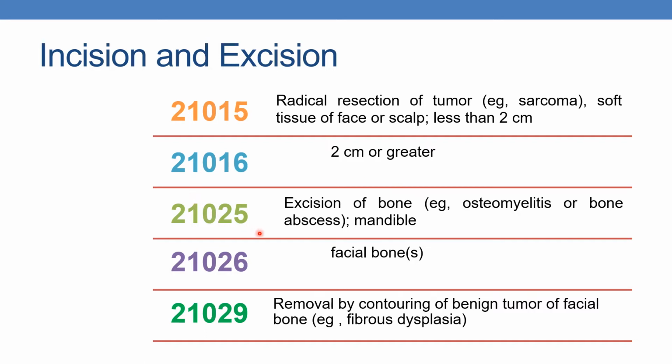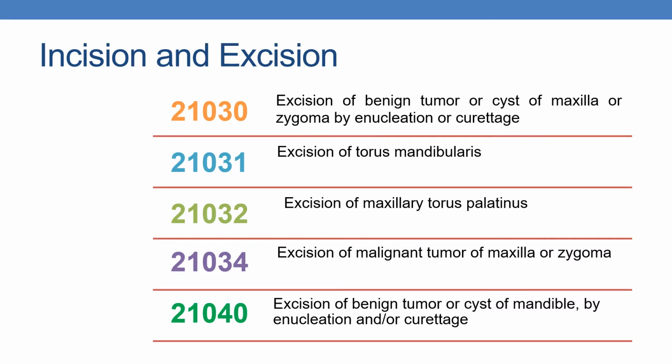The next is 21025 excision of bone in case of osteomyelitis or bone abscess, mandible. The next is 21026 excision of bone, any facial bone. The next is 21029 removal or contouring of benign tumor of facial bone. The next is 21030 excision of benign tumor or cyst of maxilla or zygoma by enucleation or curettage. The next is 21031. It deals with excision of torus mandibularis. The next is 21032. It deals with excision of maxillary torus palatinus.